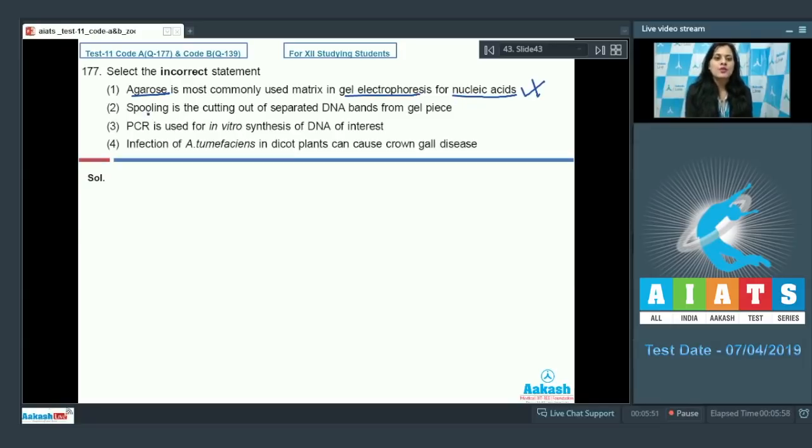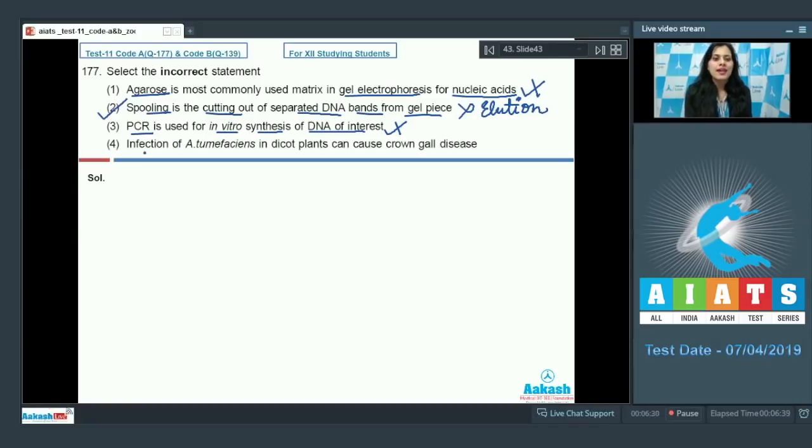The next statement is spooling is the cutting out of separated DNA bands from gel piece, and as it is an incorrect statement, so this is a correct answer to our question because cutting out of separated DNA bands from gel piece is known as elution and not spooling. The next statement given is PCR is used for in vitro synthesis of DNA of interest, and as it is also a correct statement, so this cannot be a correct answer to our question because PCR is used for the amplification of DNA of interest.